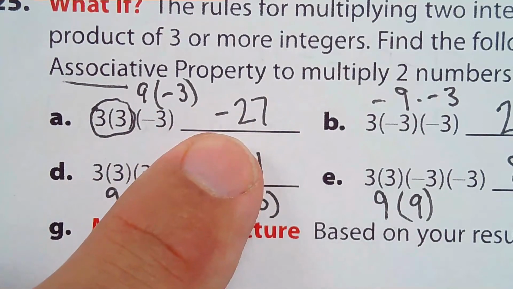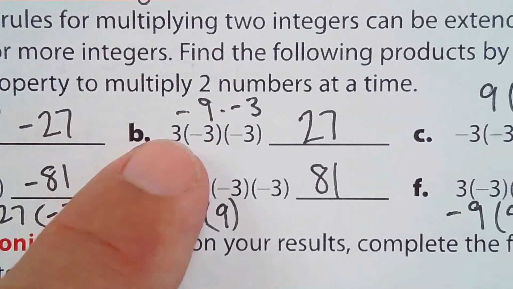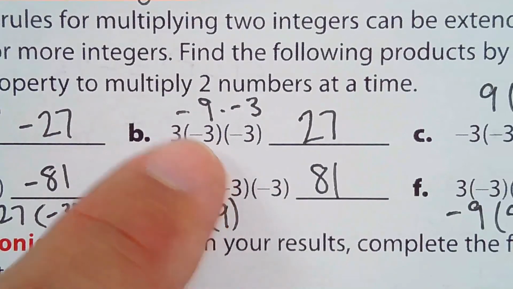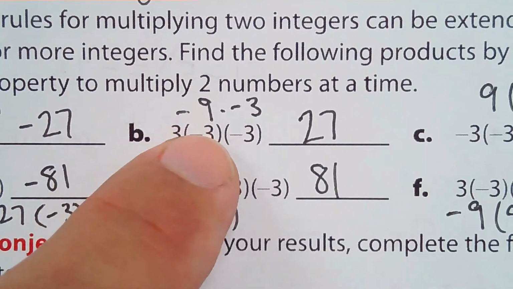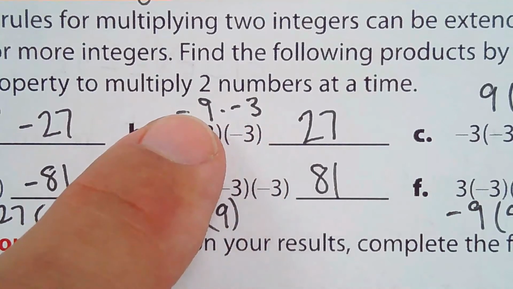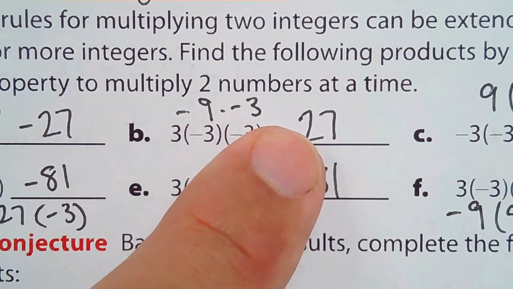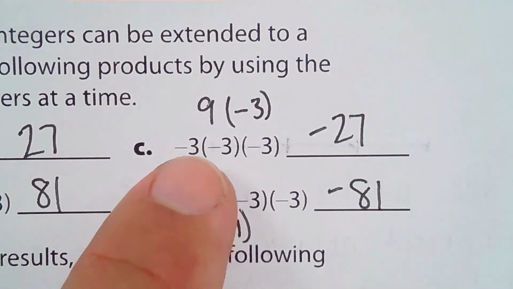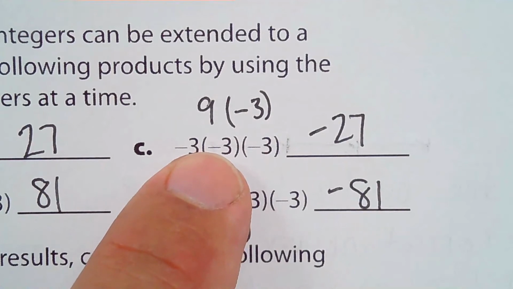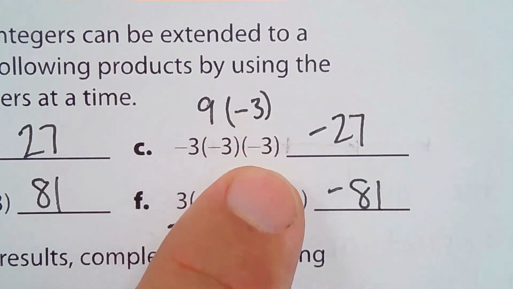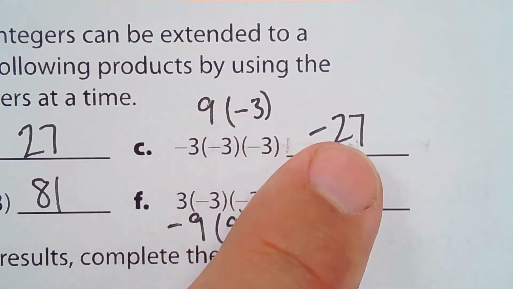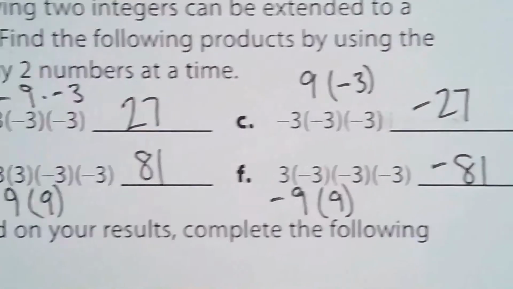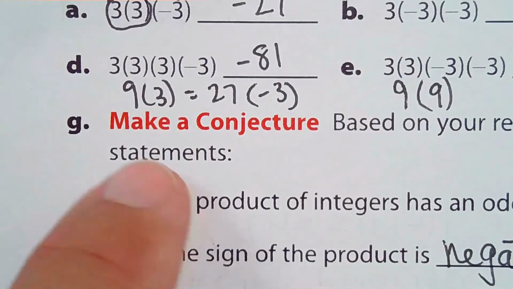So that one's -27. Here, we have 3 times -3, which is -9. And then there's the -3 there. And negative times negative is positive, so that's positive 27. And then for this one, we have negative times negative is positive, so that's positive 9 times -3, and 9 times -3 is -27. And then we have this one.